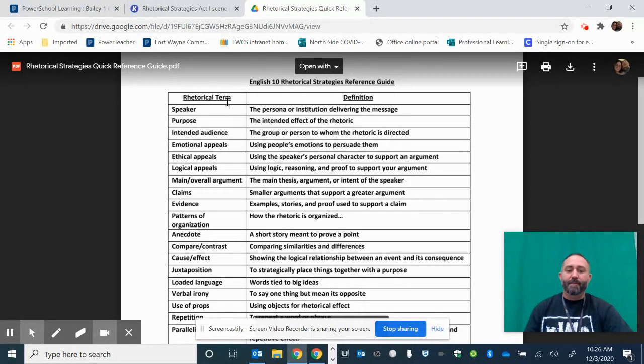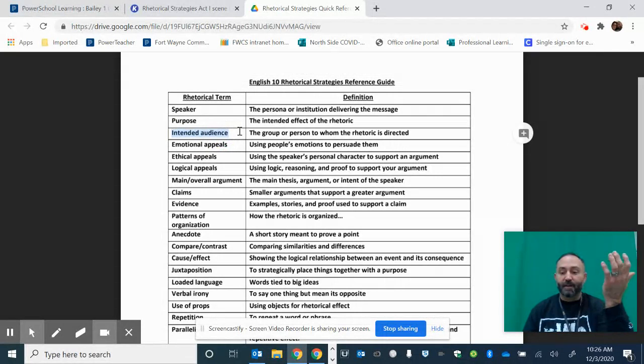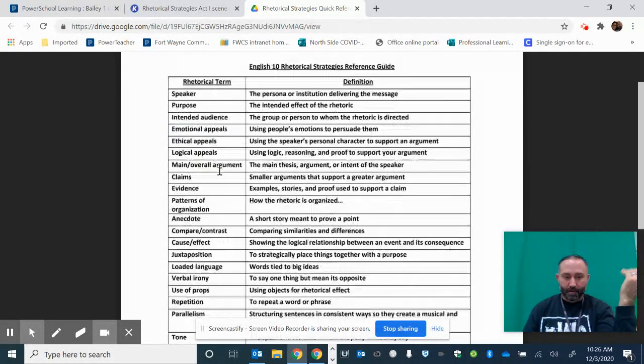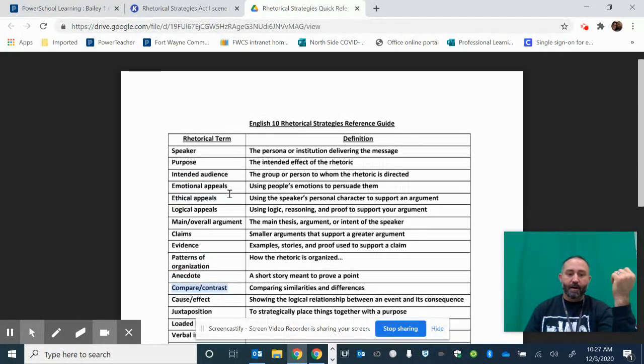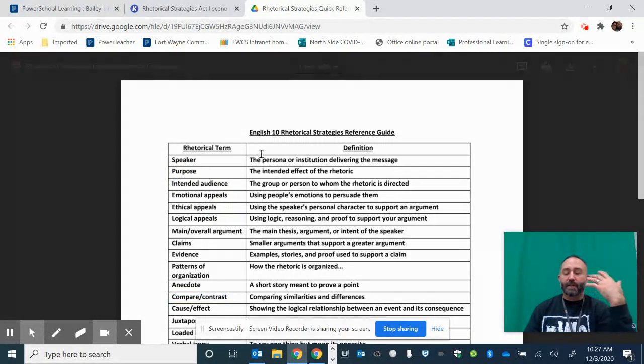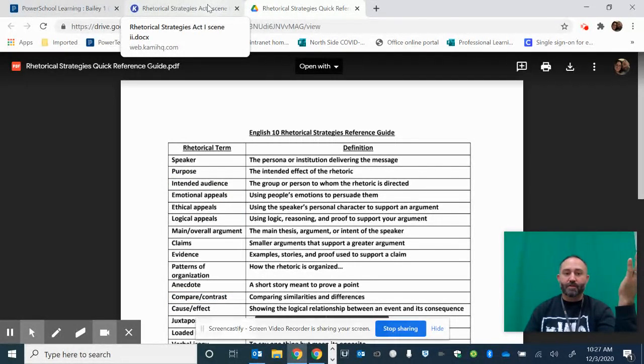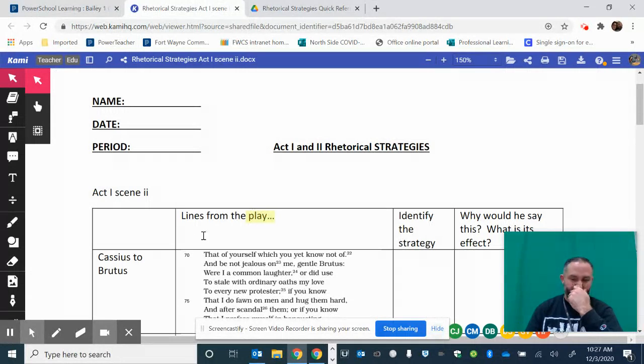I want you to think of them as a speaker or an institution or something that's trying to convey a message that has a purpose. Similarly, I want you to start thinking about who's the intended audience for these things, and then the types of appeals that they're using. Specifically today, I'm going to focus on what an anecdote is, which is a short story meant to prove a point, and compare and contrast, and also some of these appeals, because they happen in Act 1, Scene 2 between Cassius and Brutus.